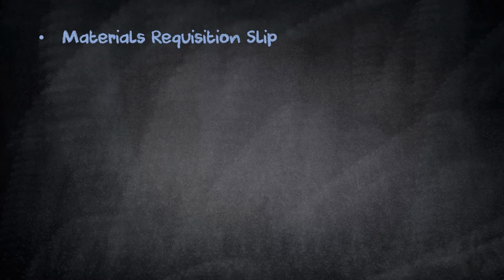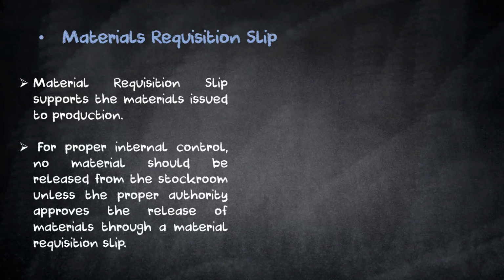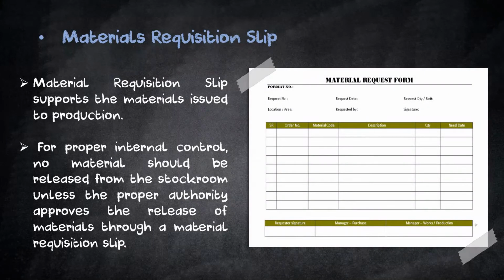Next, we have the materials requisition slip. So, the materials requisition slip, ito yung nagpapakita kung ilan yung mga materials na inisyu natin sa production. So, for proper internal control, sinabi na no material should be released from the stockroom unless the proper authority approves the release of materials through a material requisition slip. So, sino nga ba yung proper authority na to? So, usually, ang materials requisition slip or form natin is given to the storekeeper.